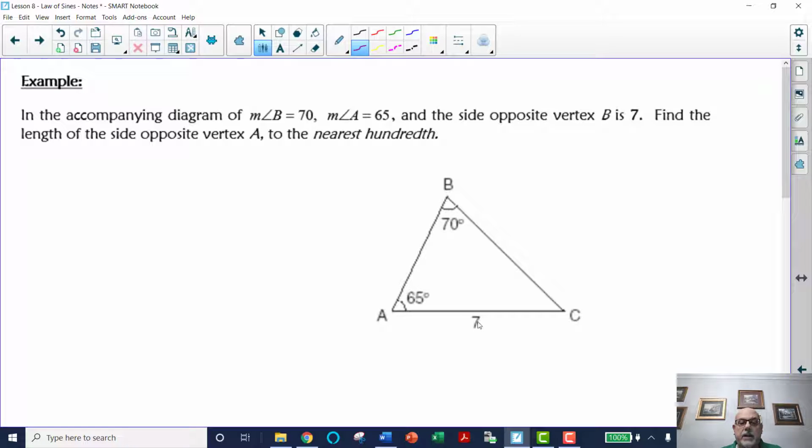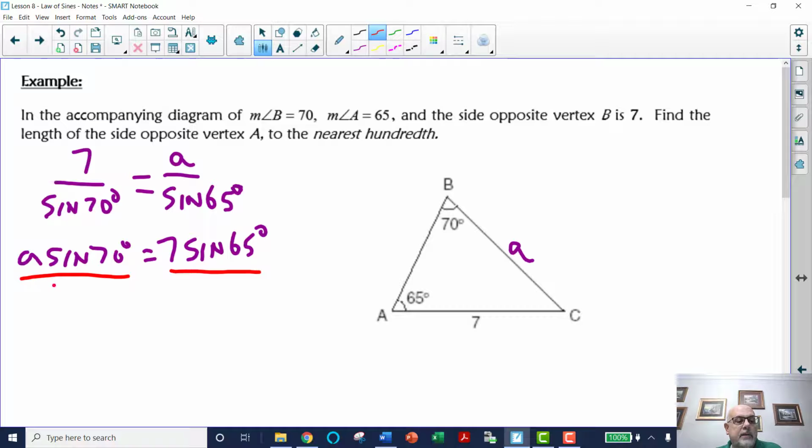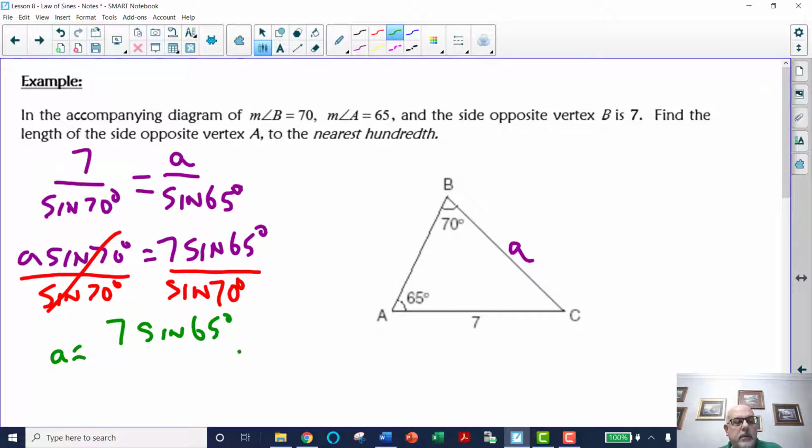So in this diagram, angle B is 70. The side across from it is measured 7. Angle A is 65. And we want to find the side opposite A. So that's a little a, okay? So we're going to set our proportion up: 7 over the sine of 70 equals a over the sine of 65. So you cross multiply: a sine 70 equals 7 times sine 65 degrees, okay? So in order to get a by itself, you have to divide out sine 70 on both sides. They cancel out. And you're left with a is equal to 7 sine 65 divided by sine 70.